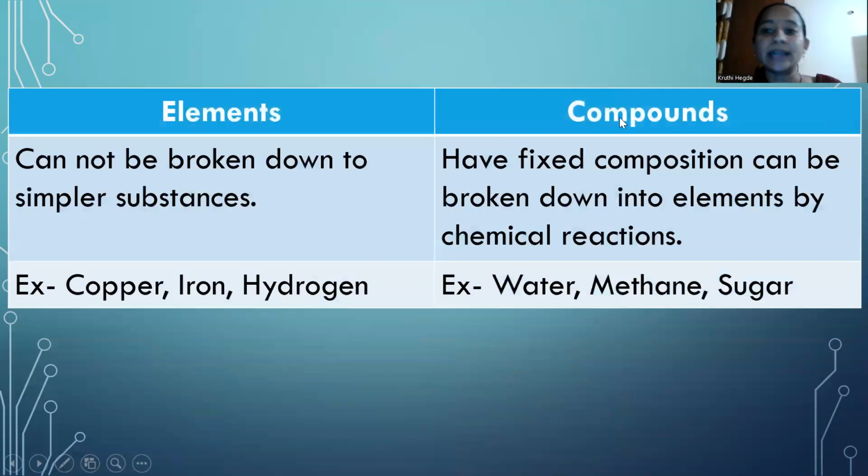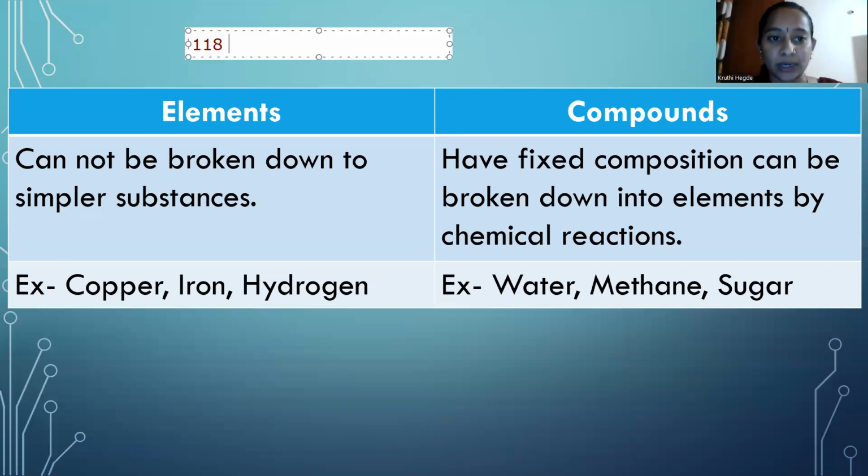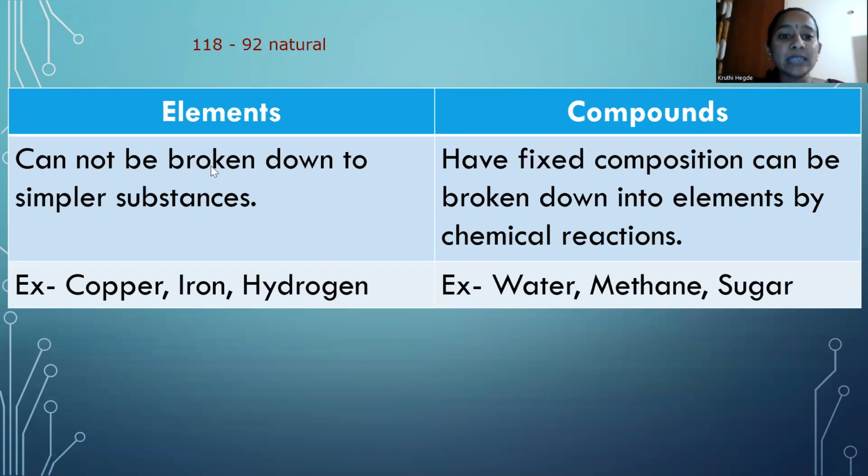So let's understand the difference between elements and compounds. In nature, there are 118 elements discovered so far. Among that, almost 92 are natural. The rest are considered man-made. These elements are different from compounds. How are they different? Elements cannot be broken down into simpler substances.